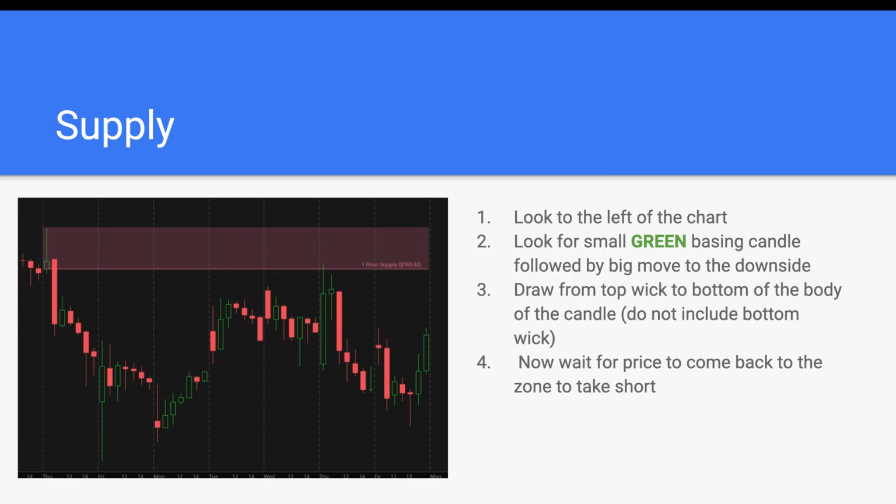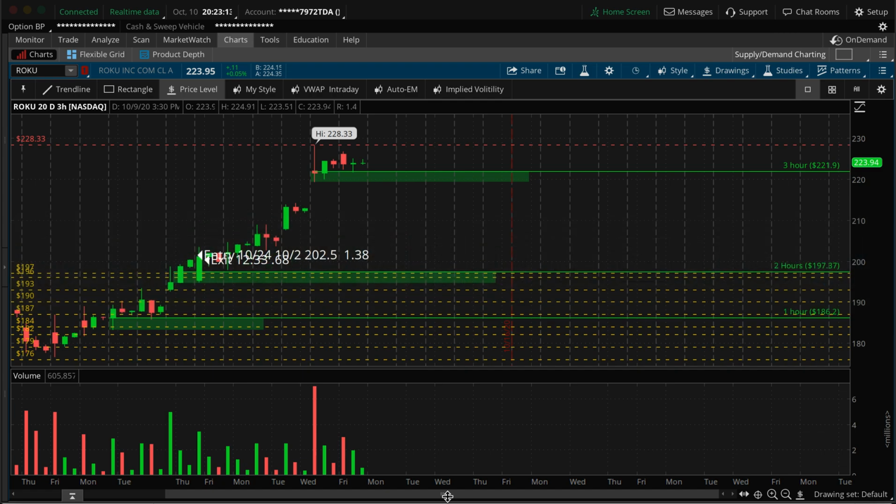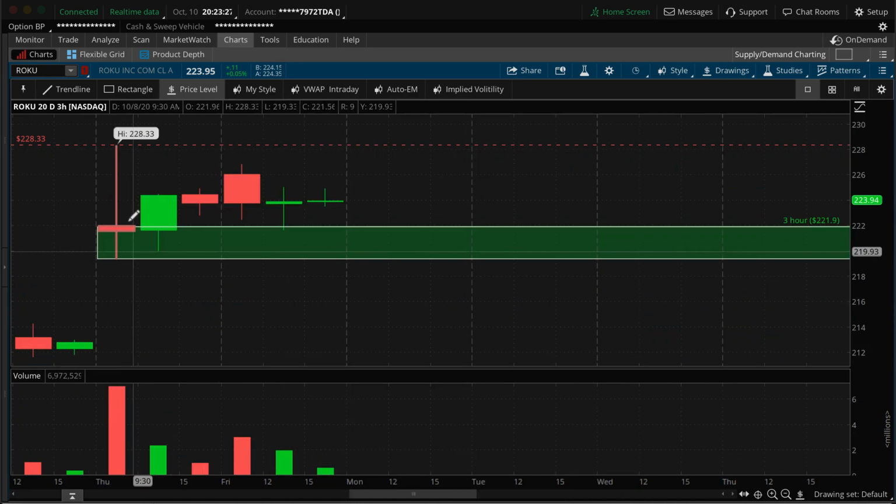So now we will go and look at this in Thinkorswim and go over some examples. So here is an example looking at Roku. This is a 3-hour time frame. So we can look at this from, what is this, Thursday?